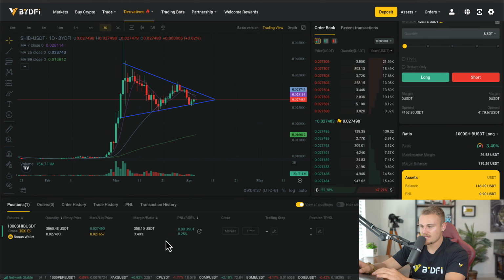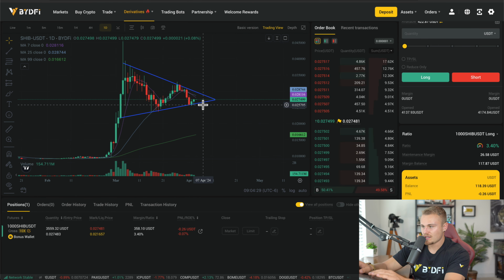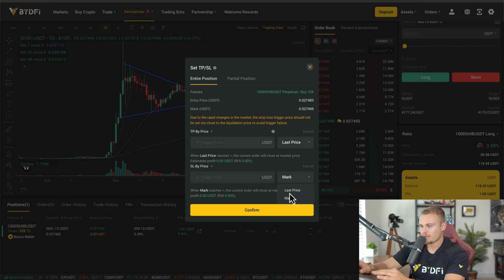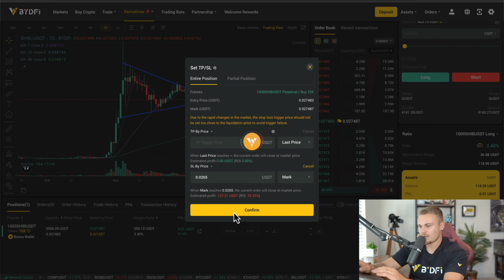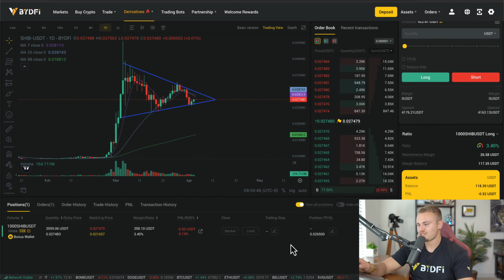Position is going to be opened right here. Then we're going to create a stop loss at about, let's say, 0.0265. So we're going to click position. We're going to click mark price, 0.0265. That means we'll take a 30% hit. We'd only lose 127. That's going to make our stop loss right there.